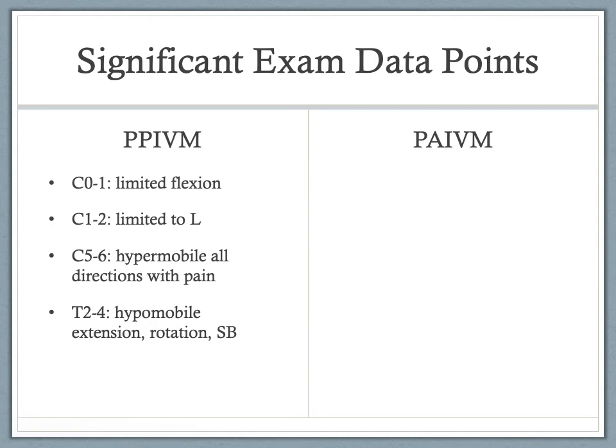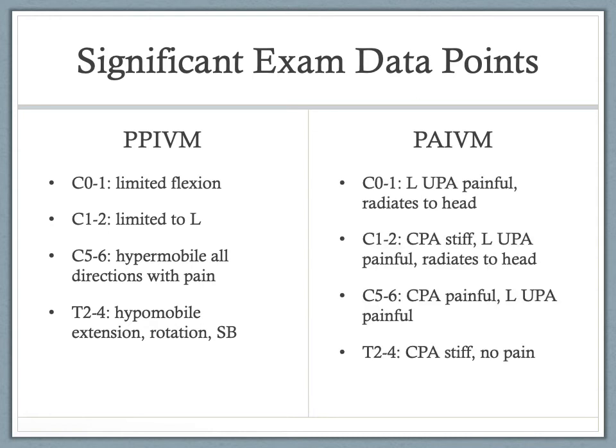Passive accessory intervertebral motions. C0-1, again, that left side was painful, and there was actually a little bit of radiation to the head as you continued to do more of those. Same thing with C1-2, a little stiff with a central PA. On the left side, doing a unilateral PA, it was painful and again had some slight radiation to the head.